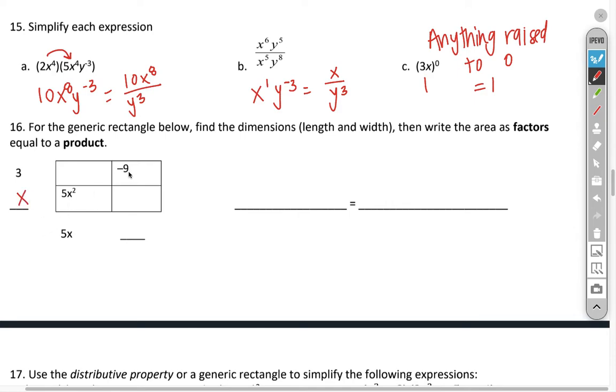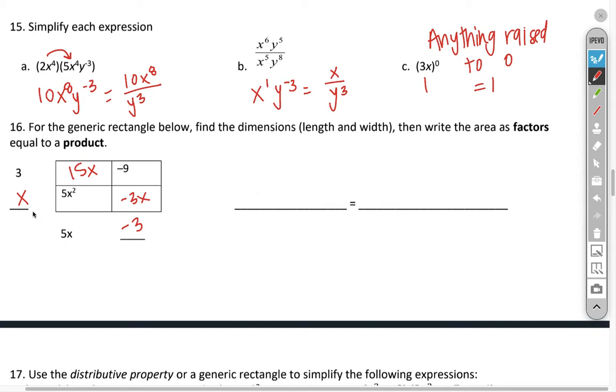All right, and then for this one, we've got negative 9. Well, we know that 3 times something has to give us negative 9 right here. So what times 3 is going to give us negative 9? Well, the answer is negative 3. So then we can fill in the gap. So we have 3 times 5x. That's going to give us 15x. And then x times negative 3 is going to give us negative 3x.